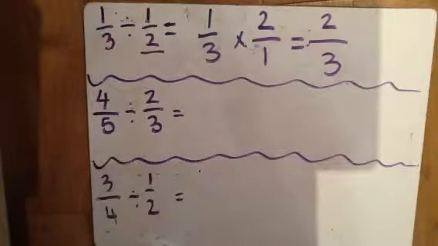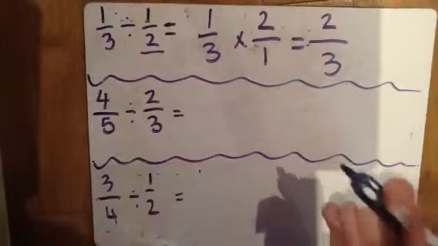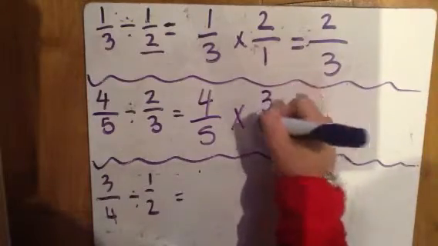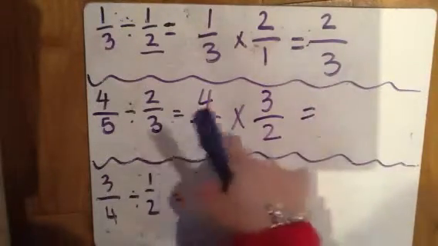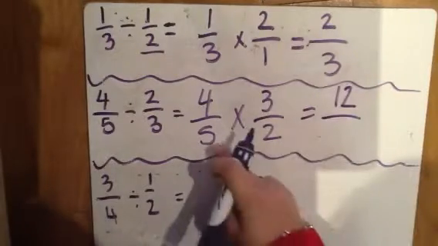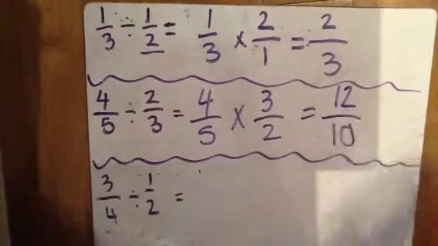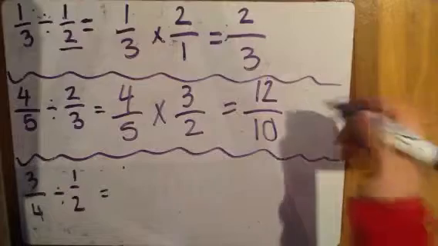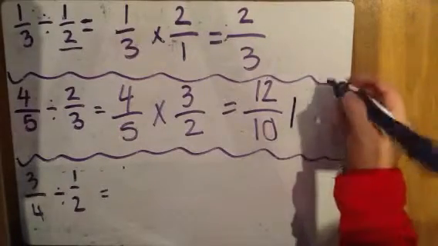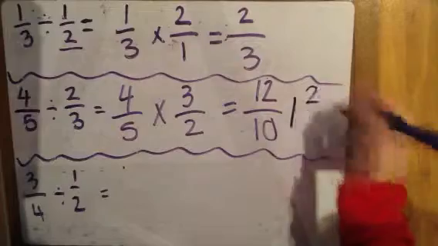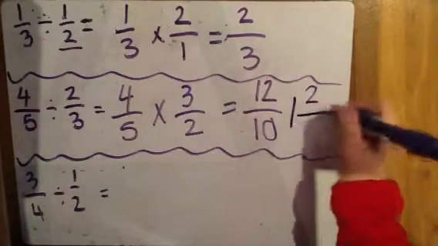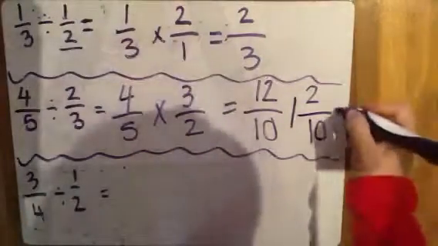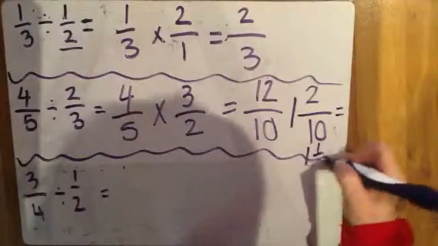Our next problem is 4/5 divided by 2/3. So we've got 4/5 times 3/2 equals 4 times 3 is 12, 5 times 2 is 10. That's an improper fraction, so we need to convert it into a mixed number. I know that 10 goes into 12 once, with 2 remaining, and our denominator of 10 stays the same. Now we can simplify that, and we convert that into 1 and 1/5.